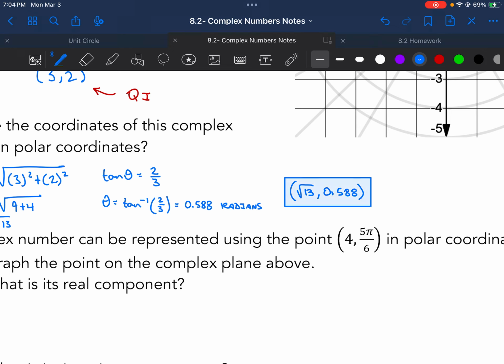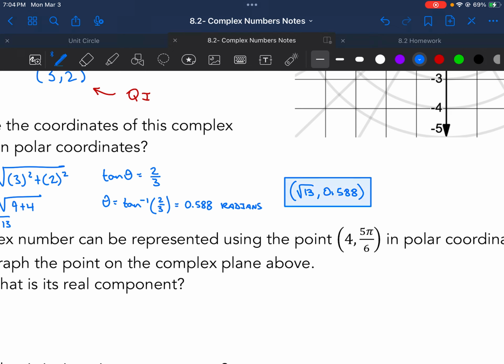All right, what is the real component? Okay, so from yesterday, if we look here at our imaginary axis and our real axis, looking at this graphing system, the real component is coming from the x coordinate. We saw from yesterday the x coordinate is x equals r times the cosine of theta.